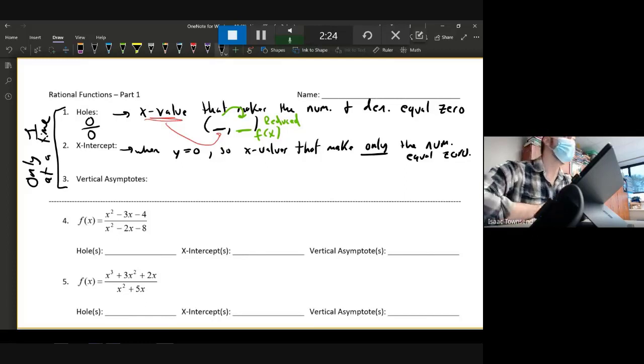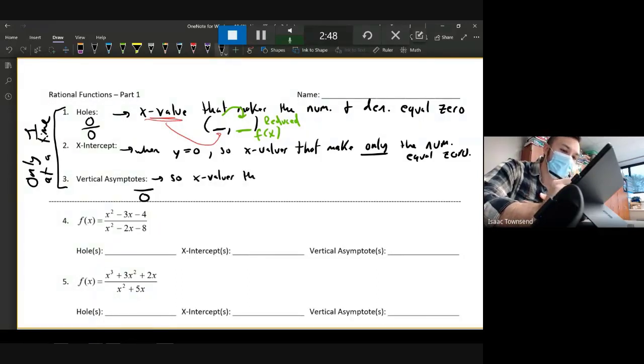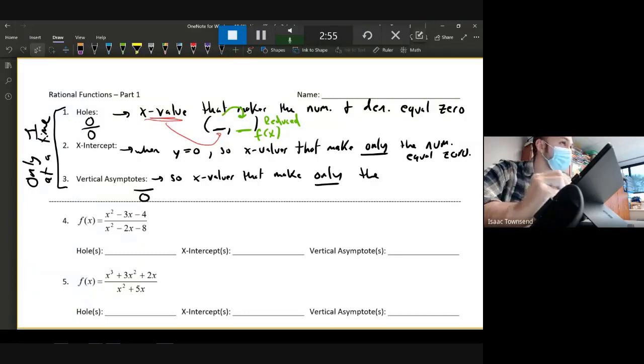Okay, so if it only makes the numerator 0, it makes the fraction 0, which makes y equal 0, and then that's an x-intercept. If it made the numerator and denominator 0, we end up having a hole in our graph. And then almost the same idea. Vertical asymptotes are when you try to divide by 0. Okay, so x values that make only, underline only, the denominator 0.